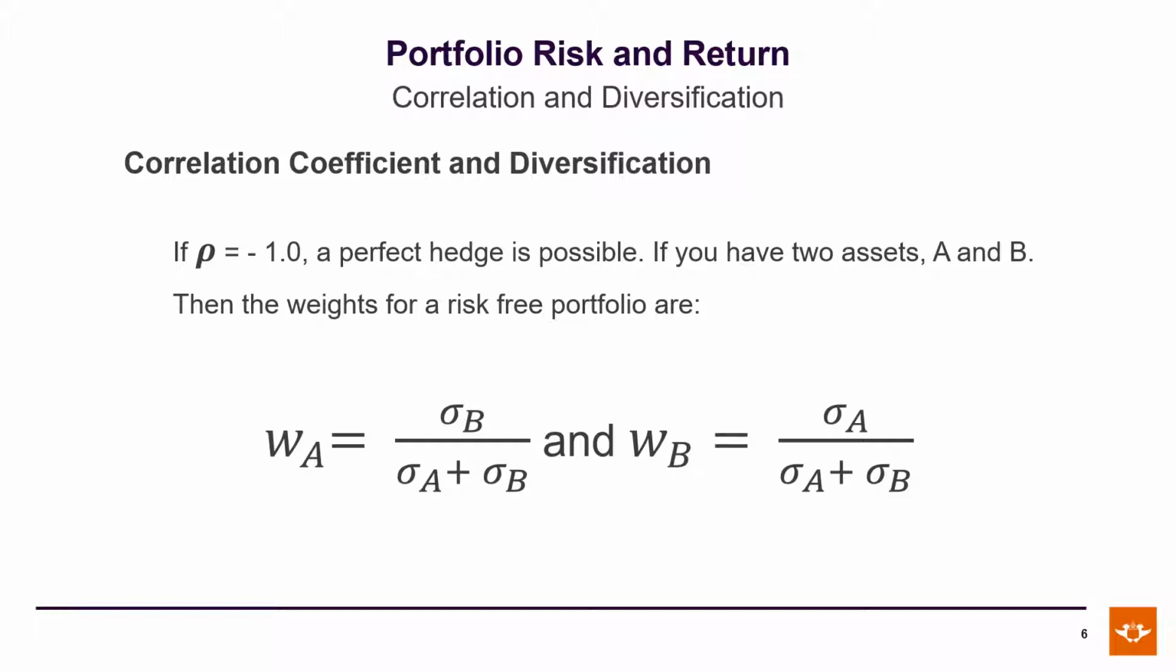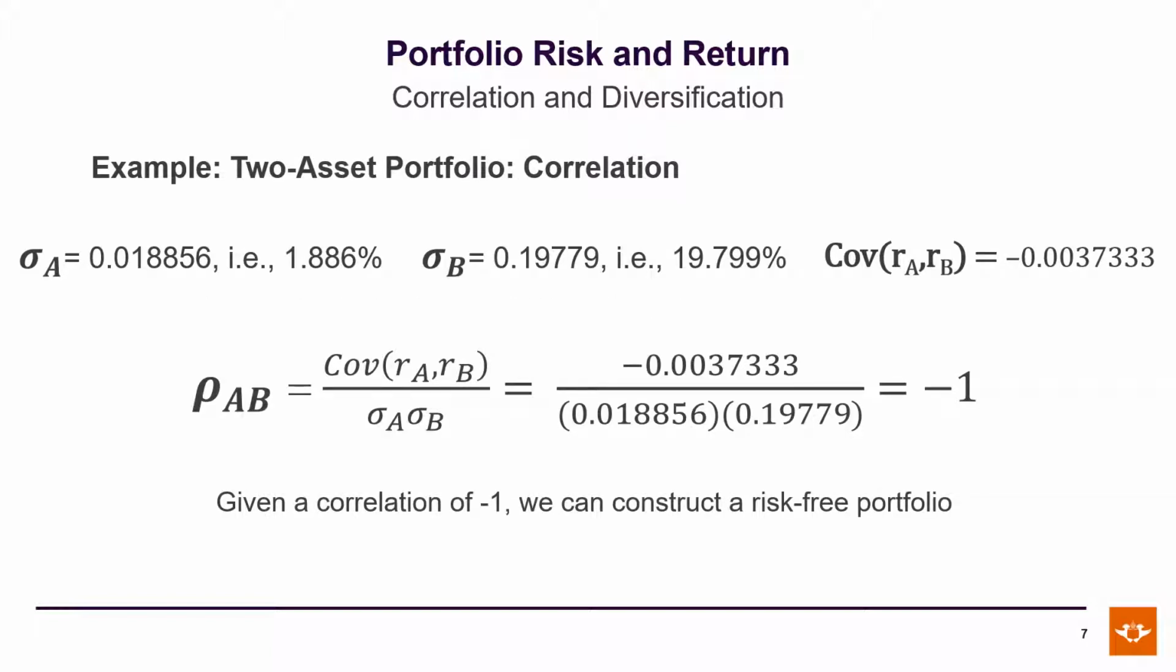Using the information we've calculated on the example that we've been using, we've got our standard deviation for stock A, standard deviation for stock B, and the covariance between those. We actually find that the correlation coefficient for these two assets is -1. So it's perfectly negatively correlated.